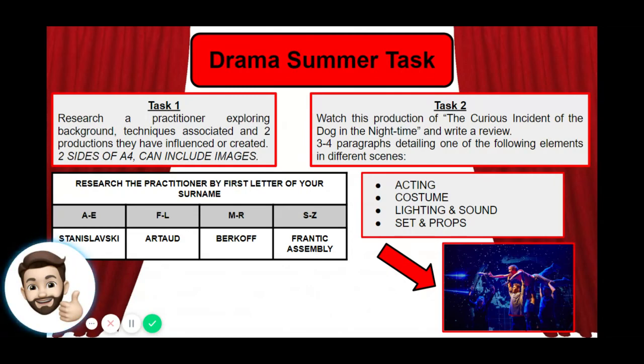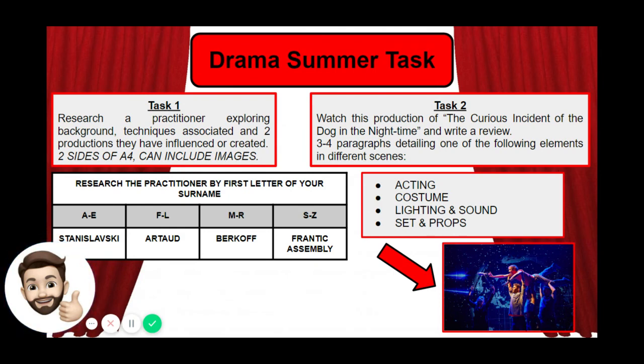I've broken it down into two areas. As you know, we've looked at our 4 practitioners. Task 1 is, depending on the first letter of your surname, I'd like you to do a bit of research on one of the 4 practitioners. What I'd like you to do is to explore their background, techniques associated with them, and look into 2 productions that they have either influenced or created. No more than 2 sides of A4, and you can also include images.